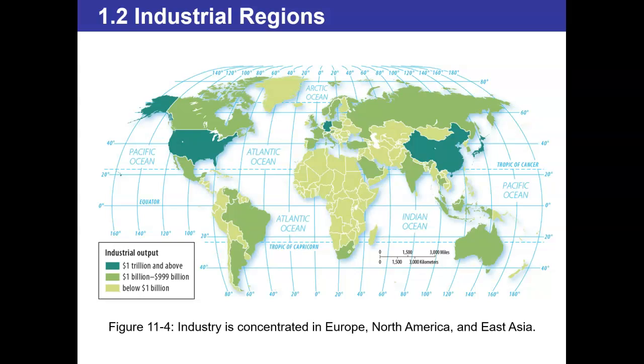Take a look at Figure 11-4. You can see that North America, Europe, and East Asia are where the biggest concentrations are. In addition, 1/2 of the world's industrial output is clustered in 4 countries: China, the United States, Japan, and Germany.